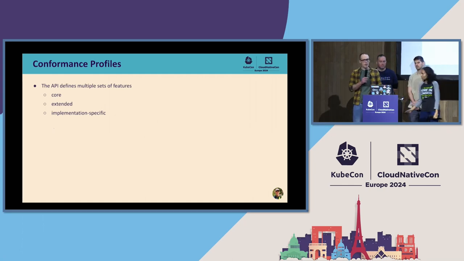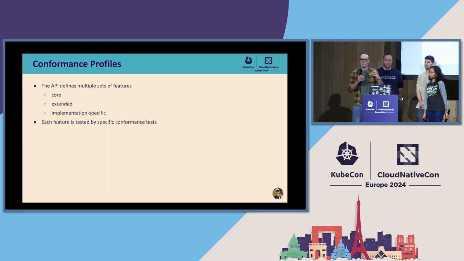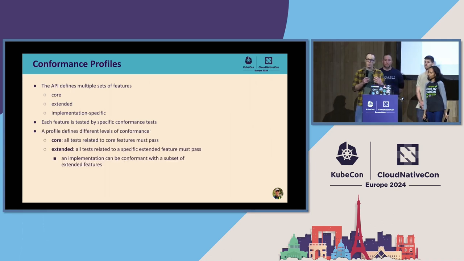Yeah. So the API basically defines multiple sets of features. There are core, extended, and implementation-specific features. Both the core and extended features are tested by the exhaustive conformance test suite. Basically, each feature is a collector of conformance tests, and each profile can be seen as a collector of features. Some features can be core, some others can be extended, and everything is about implementation support, right? So the level of support for an implementation.